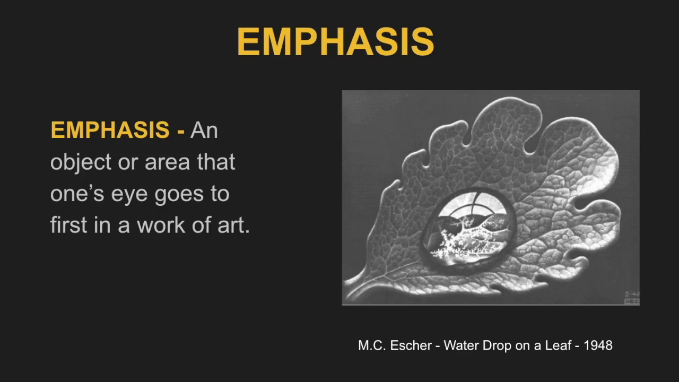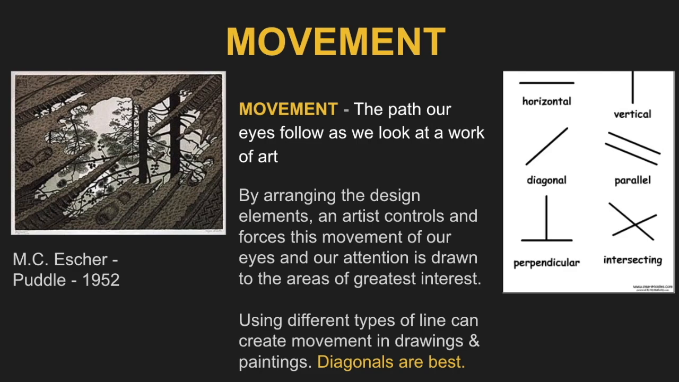When we talk about emphasis, the emphasis is the area of the drawing where your eye goes to first. So for example, in this leaf drawing, you should actually see the drop of water on the leaf first. Then your eye is going to move around the composition because of the curvilinear nature of the leaf edge that you are seeing and the fact that it's diagonal on the page. Again, if we're talking about movement, it's the path your eye follows as you look at a piece of artwork.